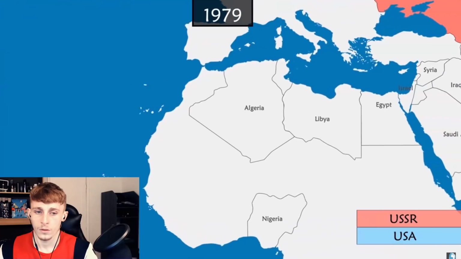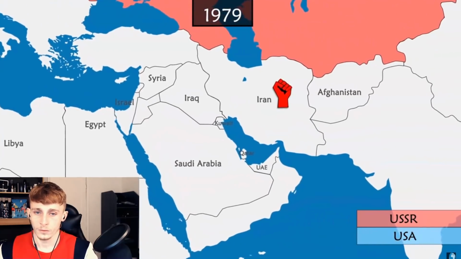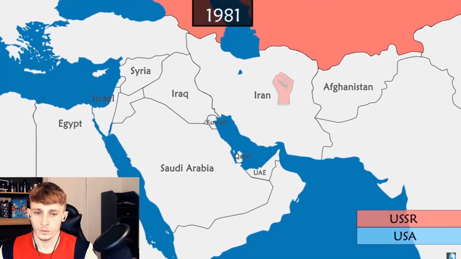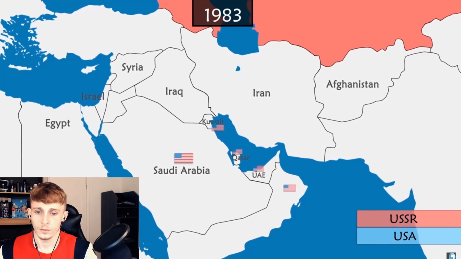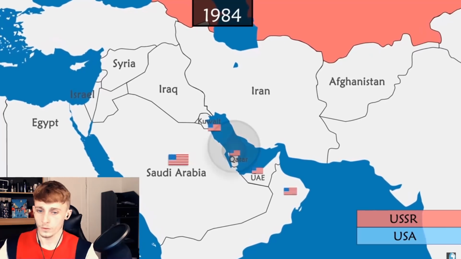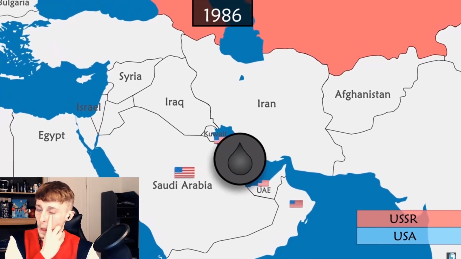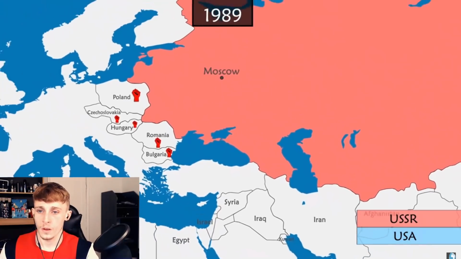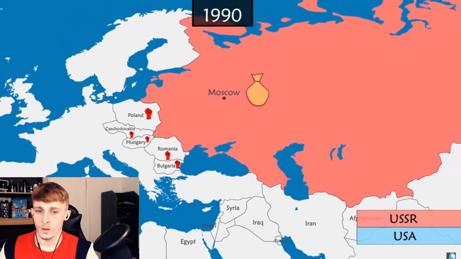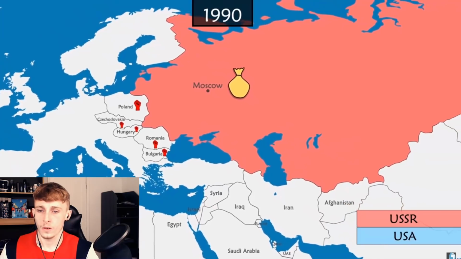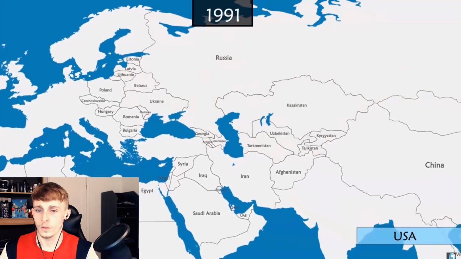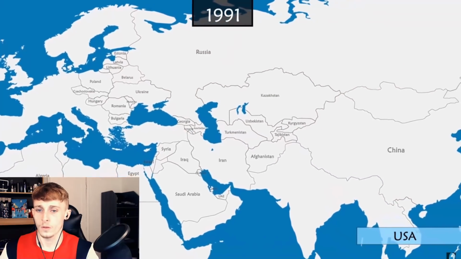Iran, after a revolution, becomes an Islamist republic that goes against US policy. The latter strengthens its military presence in the Middle East to ensure the security of oil supply. On the Soviet side, the USSR struggles to contain the revolutions in Eastern Europe. With its economy in tatters, despite attempts at reform, in 1991, the USSR collapses, marking the end of the Cold War.